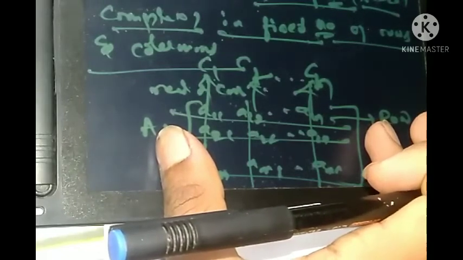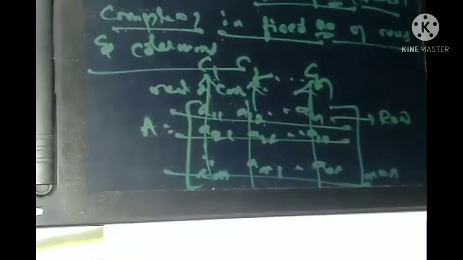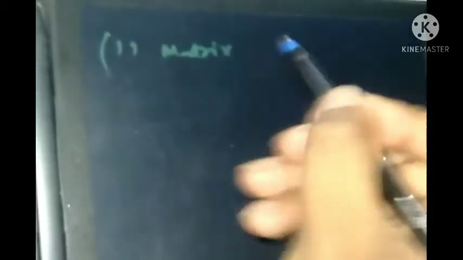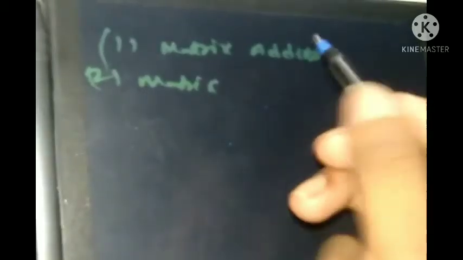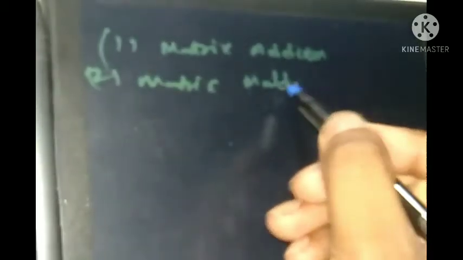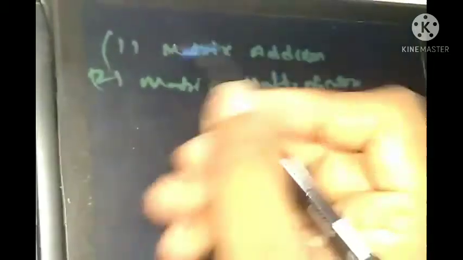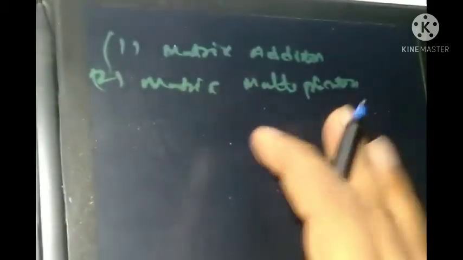Okay. Now we move on to the types of matrices. Before going into the types of matrices, we have to learn some operations, that is matrix addition and matrix multiplication. These two operations play a main important role in linear algebra. These are the most important operations.